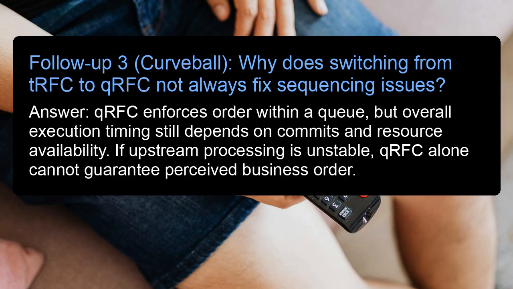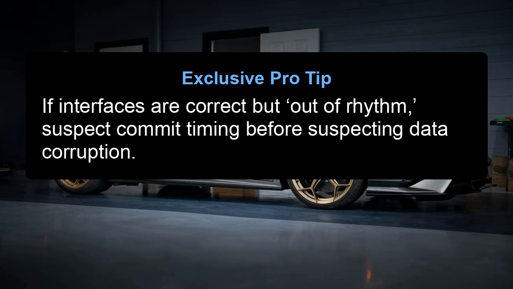Follow-up 3. Curveball. Why does switching from TRFC to QRFC not always fix sequencing issues? Answer: QRFC enforces order within a queue, but overall execution timing still depends on commits and resource availability. If upstream processing is unstable, QRFC alone cannot guarantee perceived business order. Exclusive pro tip. If interfaces are correct but out of rhythm, suspect commit timing before suspecting data corruption.